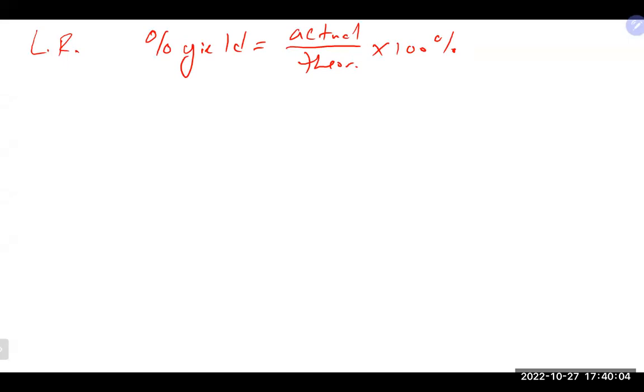percent yield. The actual is, as we talked about in sort of textbook type problems, is typically given to you somewhere in the problem. Obviously, again, if it was a lab situation, it would be actually what you got when you did the experiment. The theoretical is typically calculated.